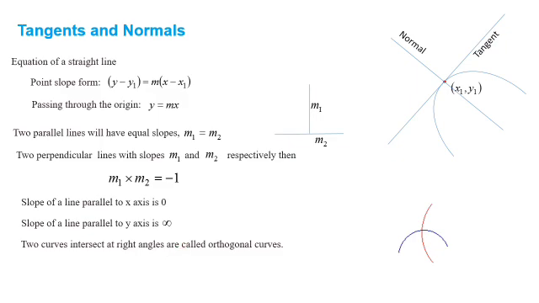For example, there are two curves drawn here, and we just draw the tangents at this particular point. If the tangents intersect at right angles at the point of contact, then we can say that the curves are orthogonal curves, because these two curves intersect at right angles.